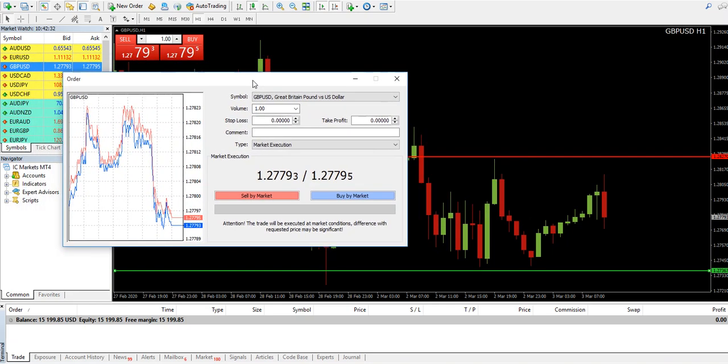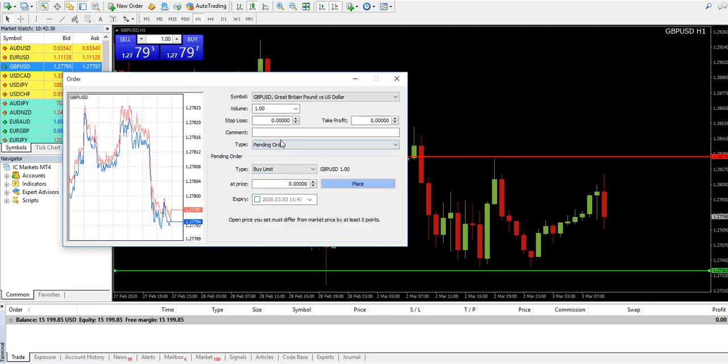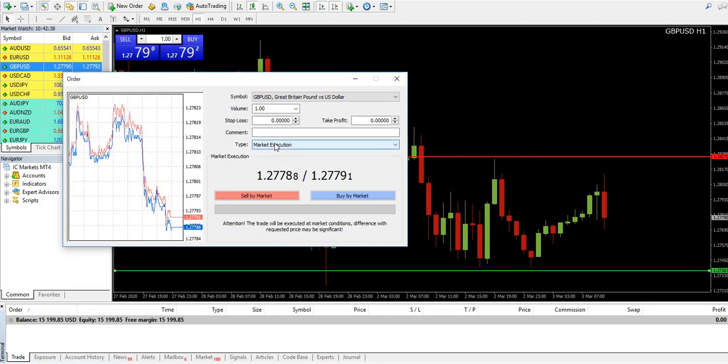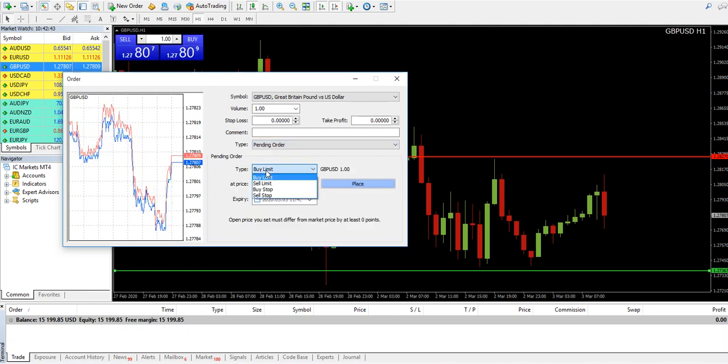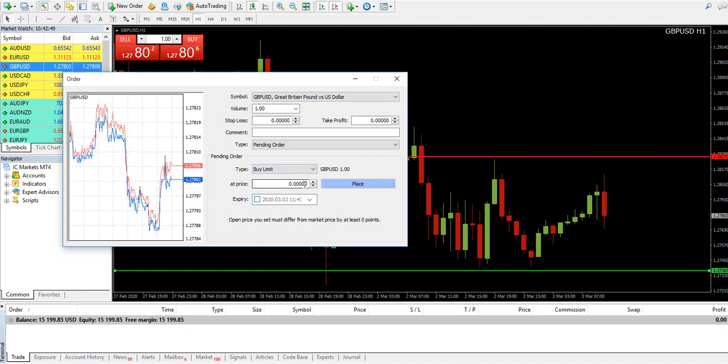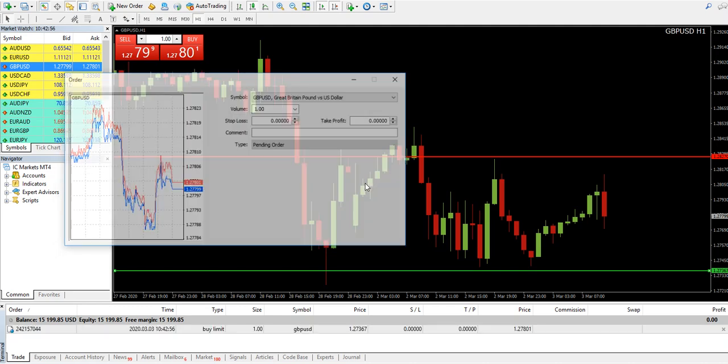Now this is where you choose type as pending order. Great. It's not market execution. This is now pending order. And you are entering what type? We are doing a buy limit. We are here, buy limit. And then you enter the price. Copy the price, paste it there. I've pasted it. Then I'll say place trade.